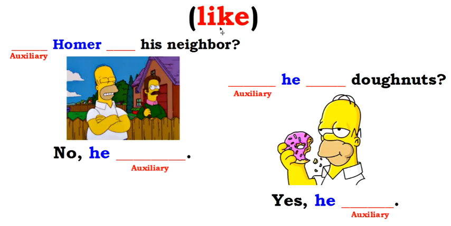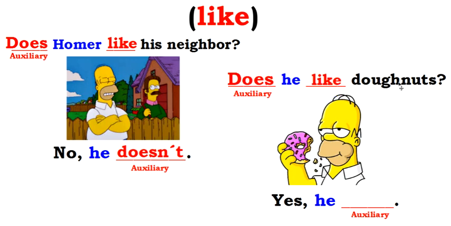Okay, more practice with the verb like. The question, does Homer like his neighbor? No, he doesn't. This example, does he like donuts? Yes, he does. Remember, the auxiliary for these questions is does because my subject is about he, Homer. Very good.